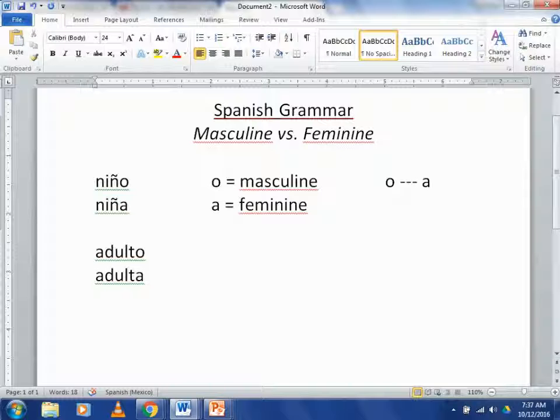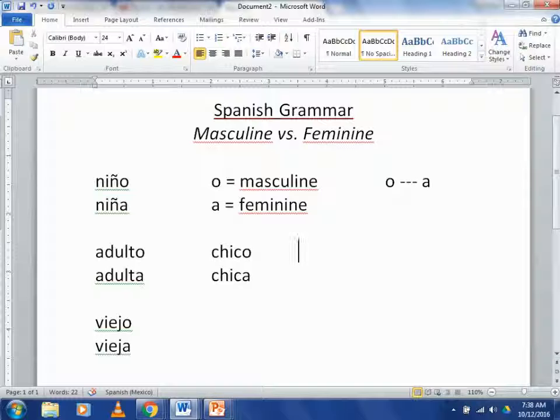We could have viejo. El viejo could be the old man. La vieja would be the old woman. Okay, we have other words like chico, in the feminine form, chica.